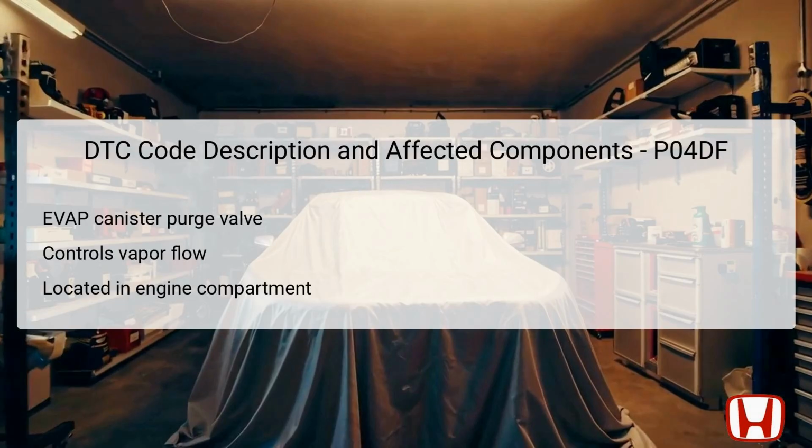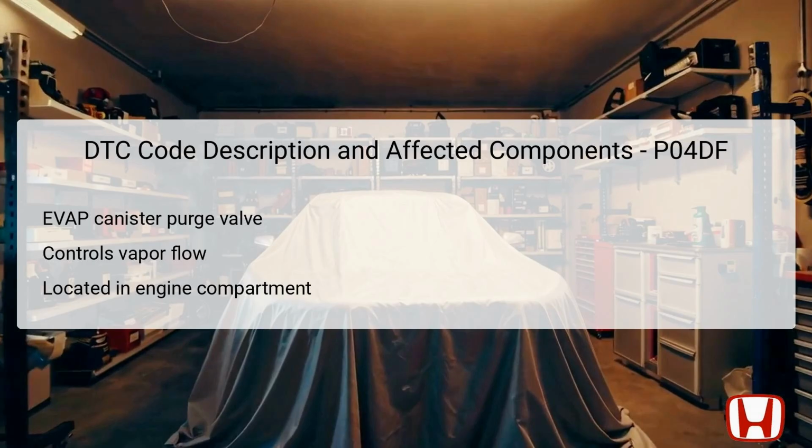DTC P04DF is specifically associated with an issue in the EVAP system, particularly highlighting an anomaly with the EVAP canister purge valve. This component plays an essential role in regulating the flow of fuel vapors from the EVAP canister to the engine intake. It is usually situated in the engine compartment, connected to both the fuel tank and the engine.